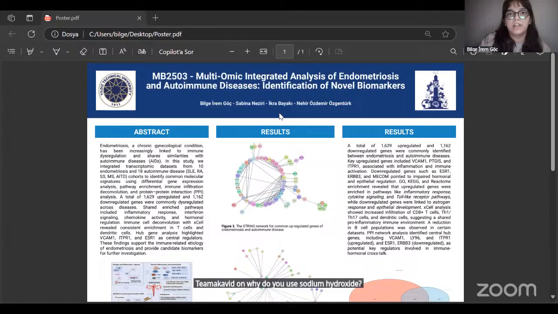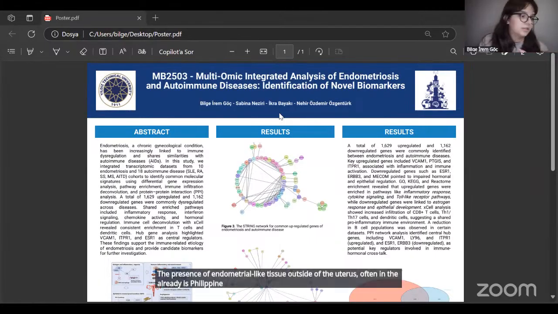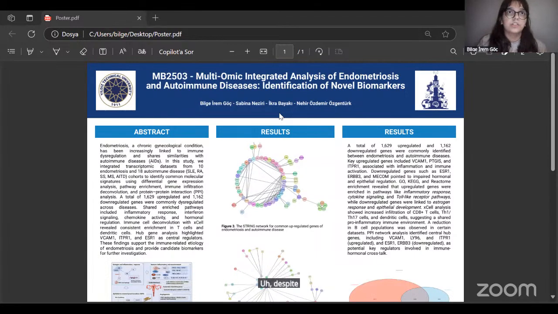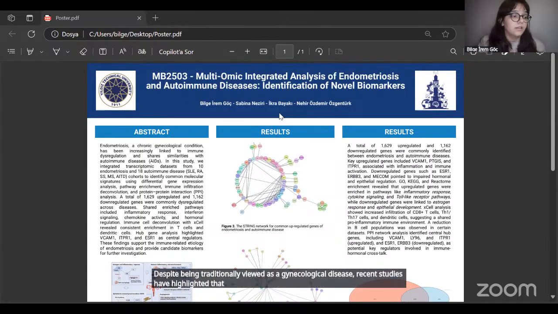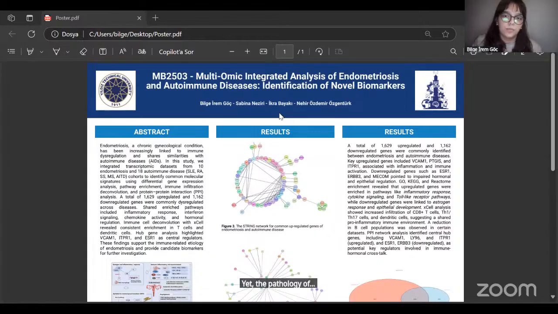endometrial-like tissue outside of the uterus, often in the ovaries, fallopian tubes, and peritoneal cavity. Despite being traditionally viewed as a gynecological disease, recent studies have highlighted the role of immune dysregulation in its pathology. Yet the pathology of endometriosis is not fully known.